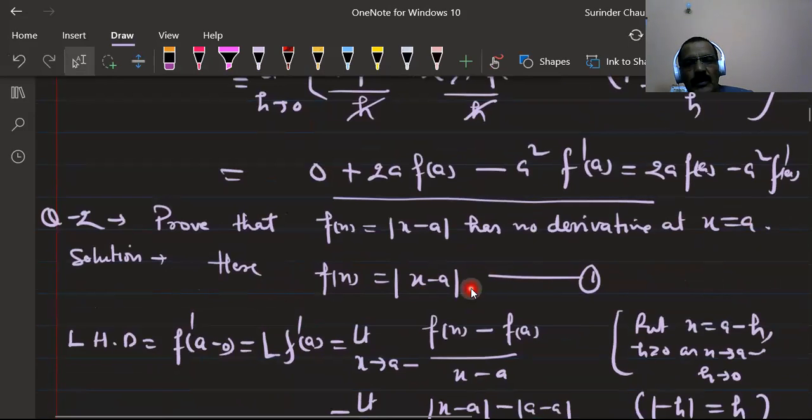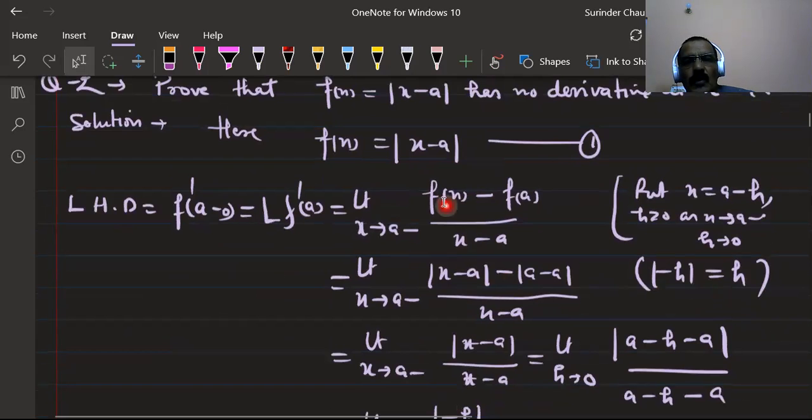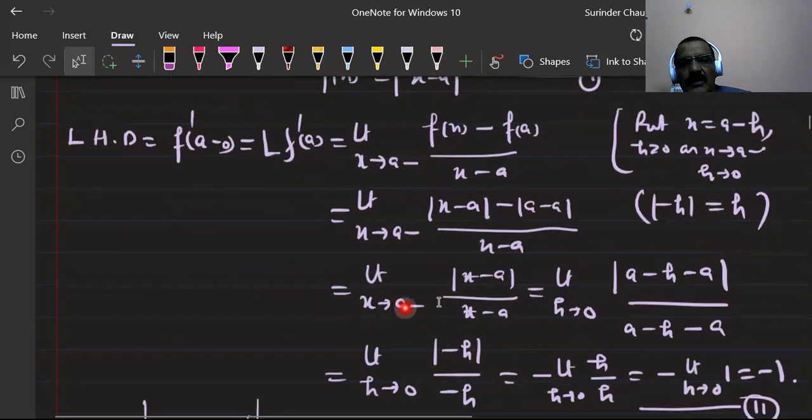So for the given function, the left hand derivative at a, f'(a−), is equal to the limit as x approaches a from the negative side of (f(x) − f(a)) / (x − a). Substitute the function values f(x) and f(a) in this limit, and now change the limit: put x = a − h, so that h approaches 0 as x approaches a from the negative side. Change the limit from x approaching a from the negative side to h approaching 0.